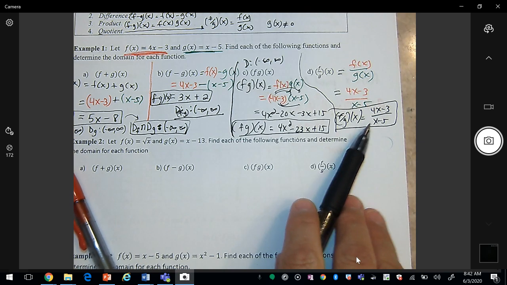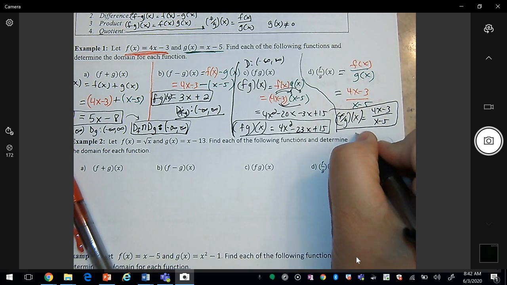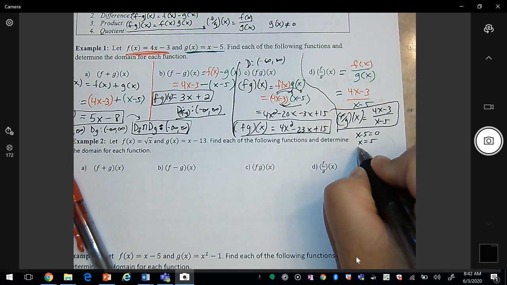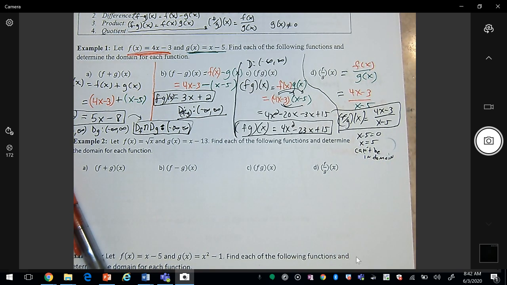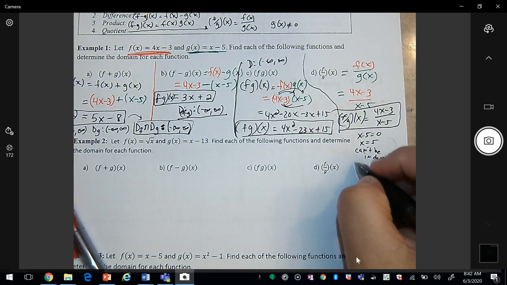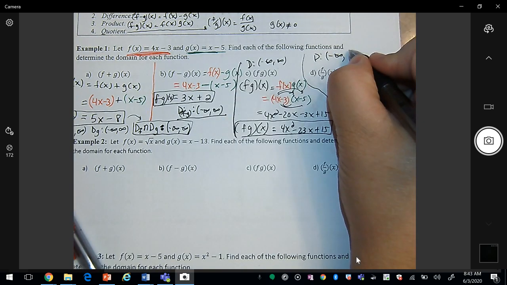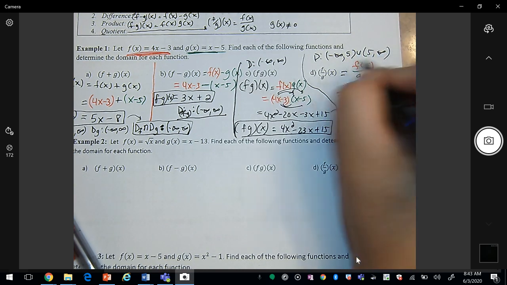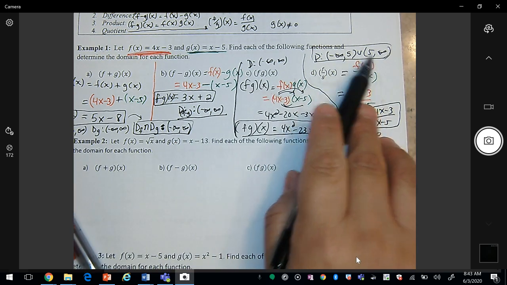In our answer here, notice we have a fraction. So to find the numbers that are excluded from the domain, we set the denominator equal to 0. So we get x is equal to 5. So x equals 5 can't be in the domain. So your domain is going to be everything except for 5. So we can write that, I'm going to write it up here. So all the negative numbers all the way to 5, and then starting from 5 all the way to infinity. Okay, so notice I use parentheses to represent that 5 is not included.